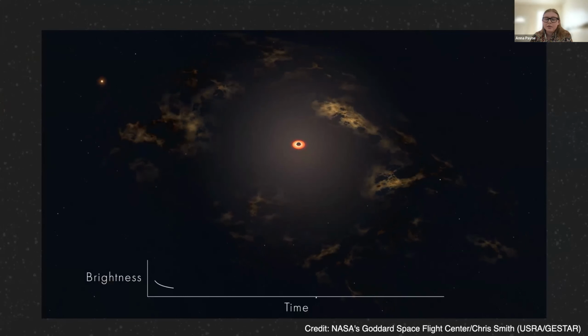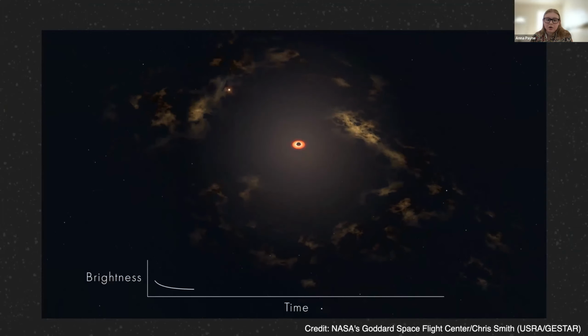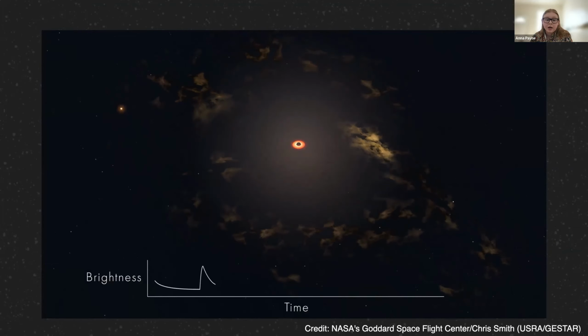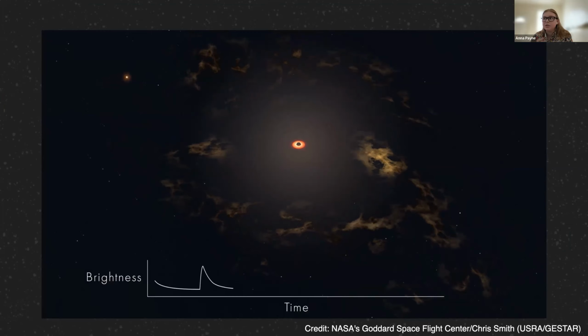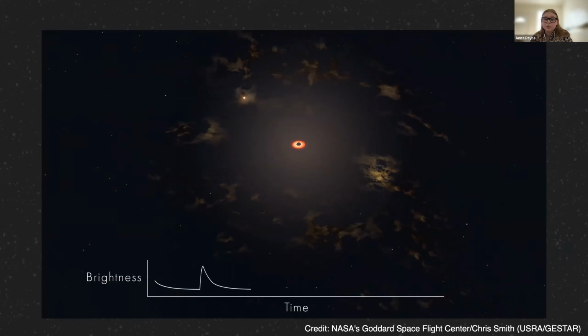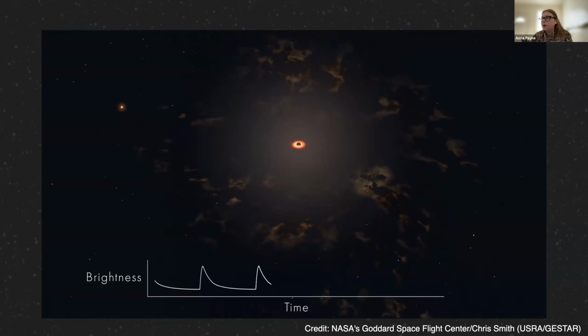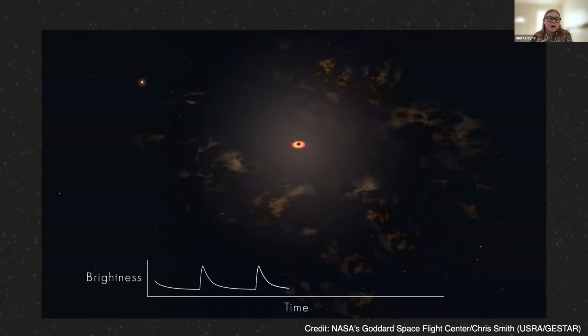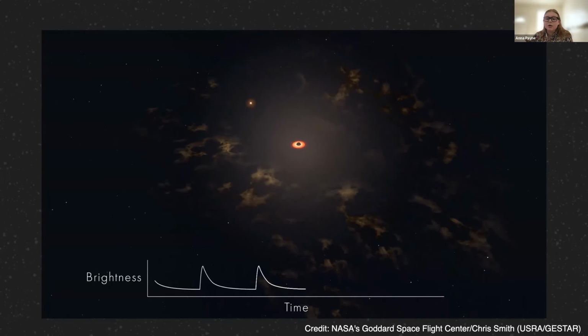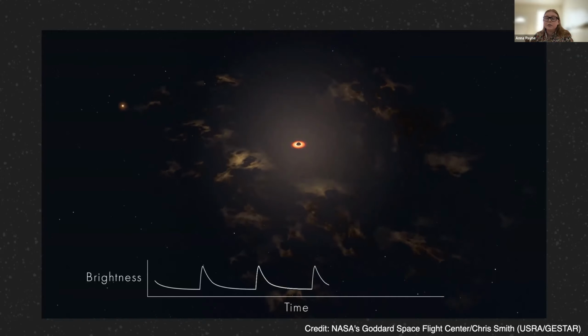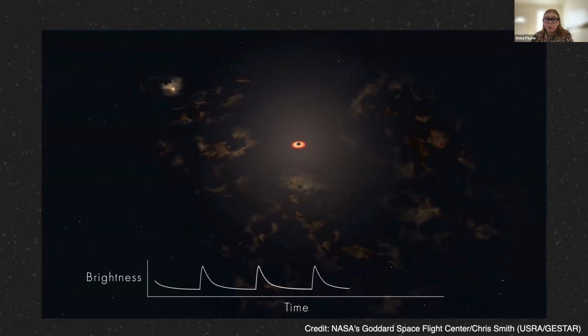So we currently think that ASASSN-14ko is most likely a repeating partial TDE. And so this animation is in general showing what we believe the system to look like. So for a normal TDE, the star gets too close to a black hole and it gets completely torn apart and destroyed. So it's a one-time event.